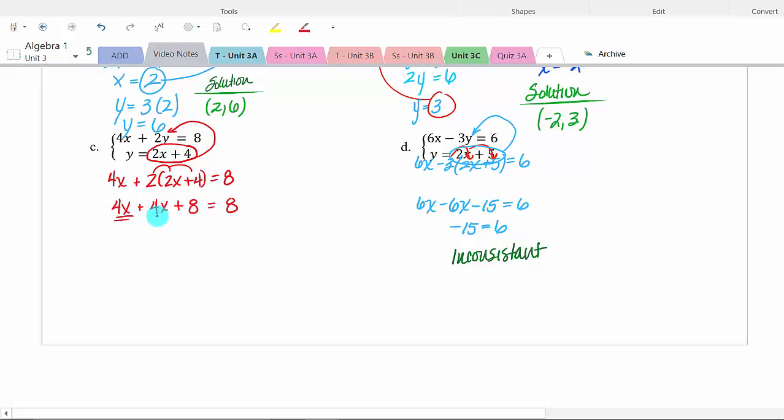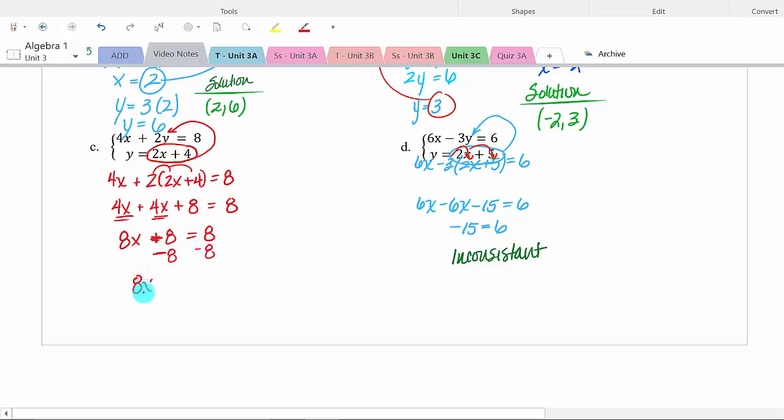Well, let's combine like terms. Those are like terms. So I'm going to go ahead and combine those. So I'm going to get 4x and 4x is 8x. Which is equal to, oops, sorry. Forgot to put my plus 8 there. Is equal to 8. I'm going to go ahead and move this 8 away because now I'm solving. So I'm going to subtract 8 from both sides.